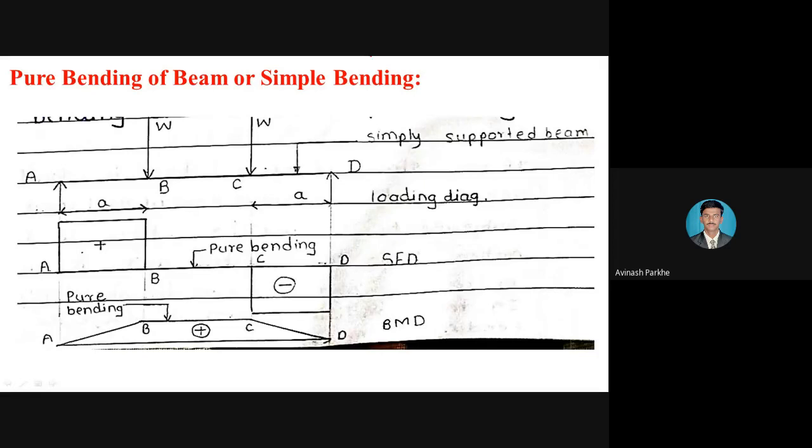So what does that particular definition indicate? Pure bending means pure bending of the beam. When the beam is subjected to a constant bending moment, at that portion there is no shear force, or at that portion shear force is equal to 0. That concept is called pure bending.